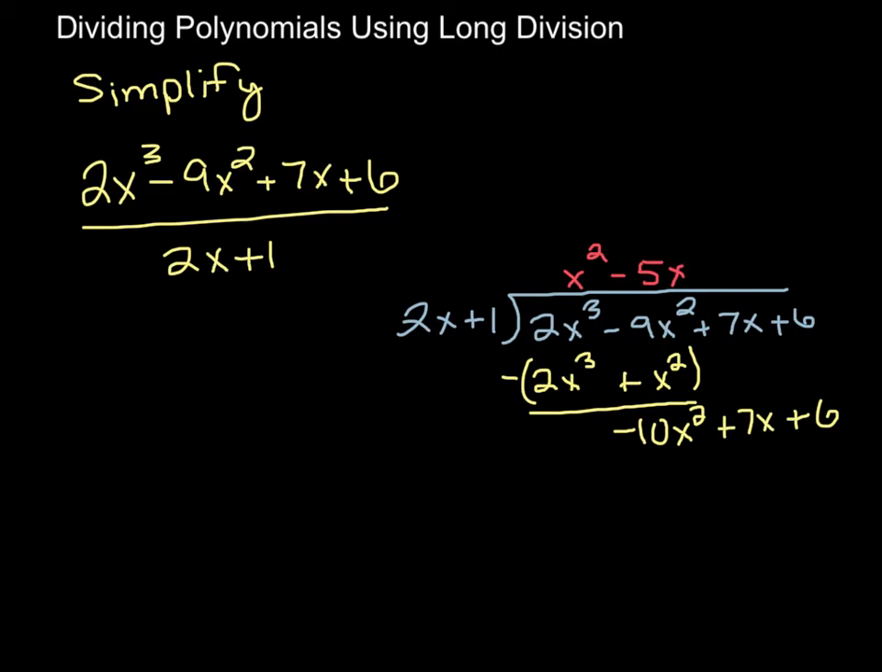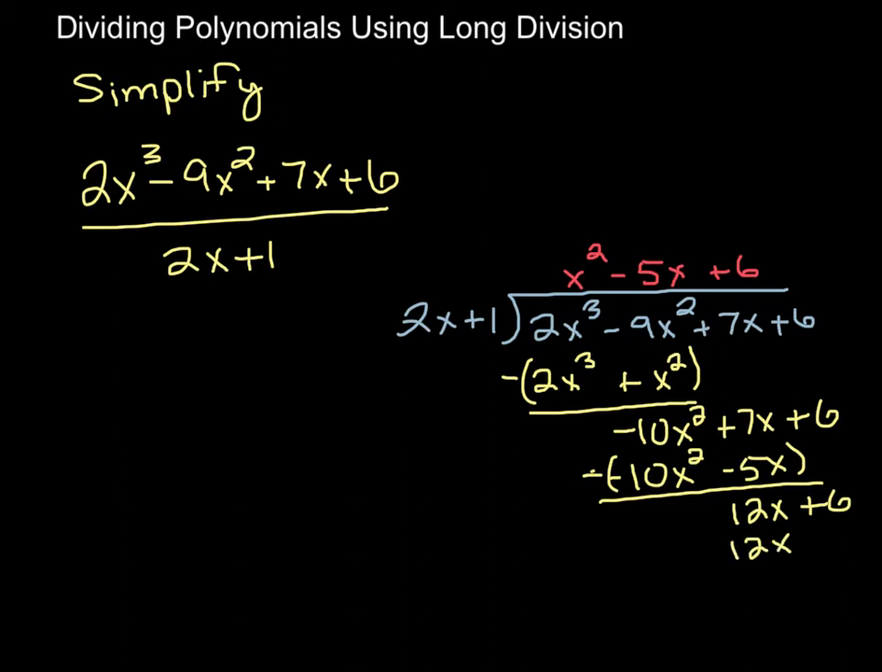Now we're going to multiply this negative 5x to both those terms, the 2x and the 1. So we have negative 10x squared minus 5x. Now just combine like terms, we have 12x. Bring down the 6. 2x times what is 12x? And we're left with 6 times 2x is 12x. 6 times 1 is 6. And we're left with a remainder of 0.